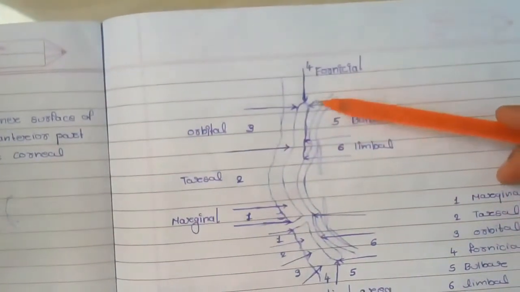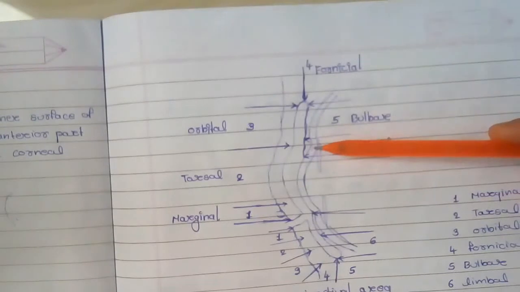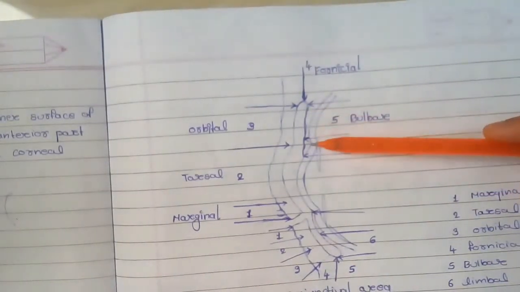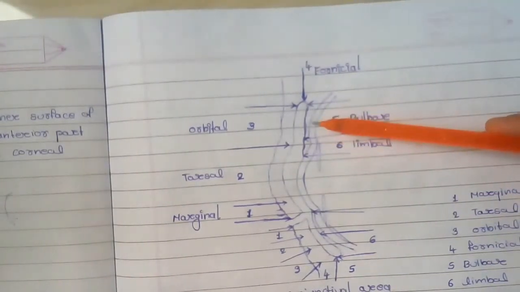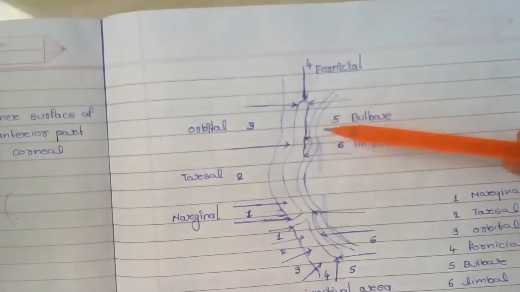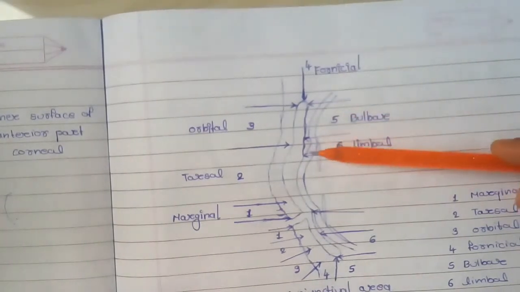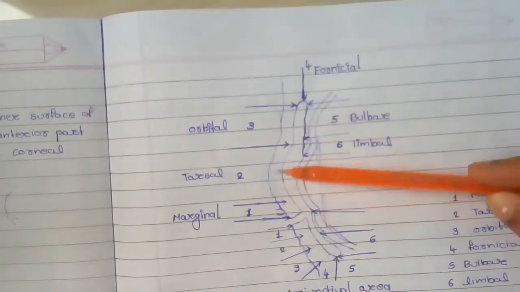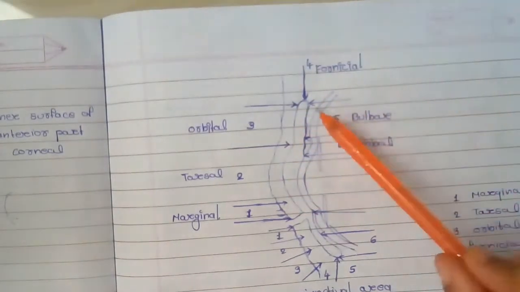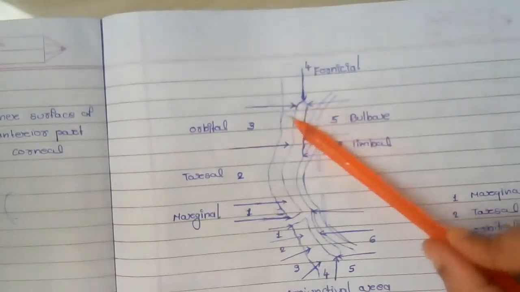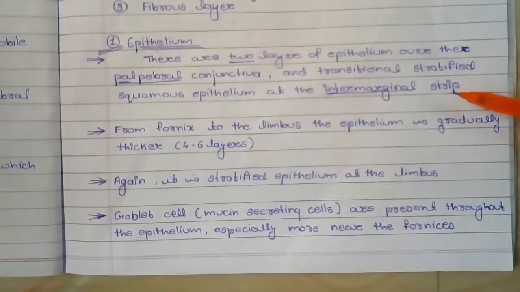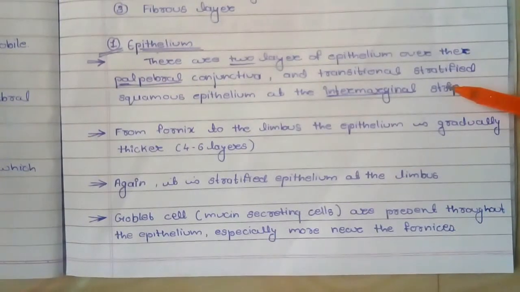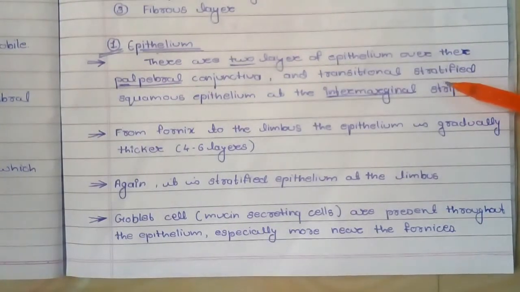In this diagram, you can see from the fornix to the limbal, the epithelium is gradually thicker and there are 4 to 6 layers. Again, it is a stratified epithelium at the limbus, and the goblet cells and the mucin secretory cells are present throughout the epithelium, especially more near the fornix area. Here I have written, you can see, you can make notes.